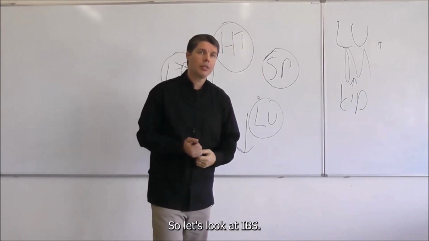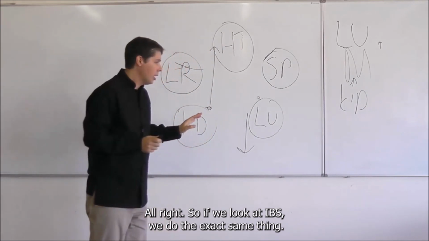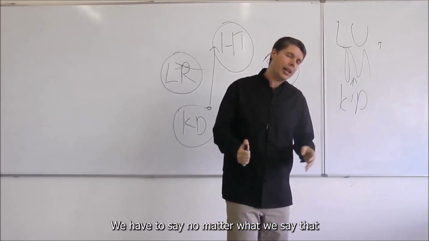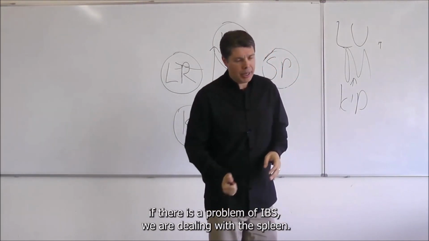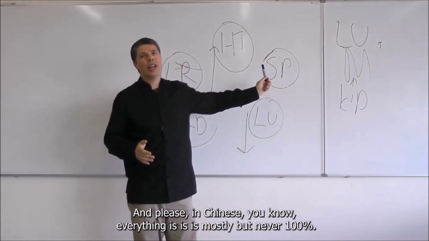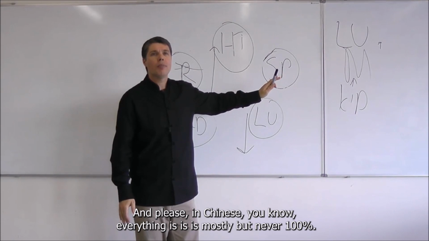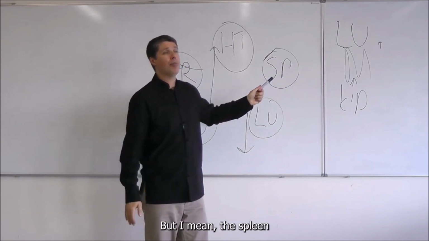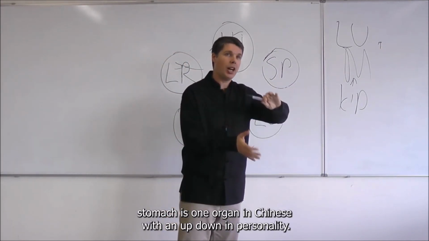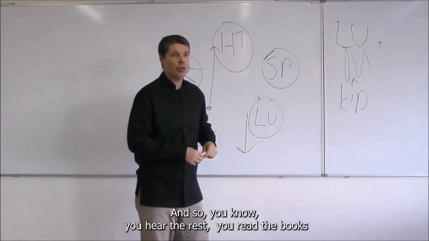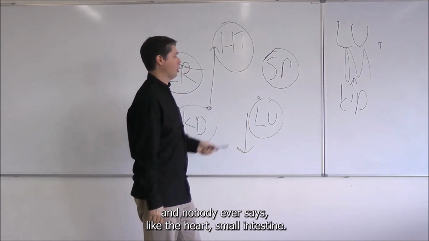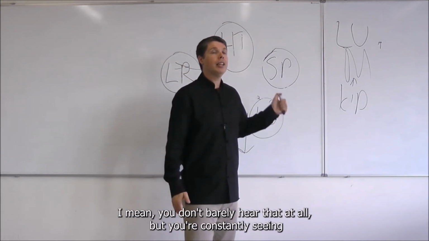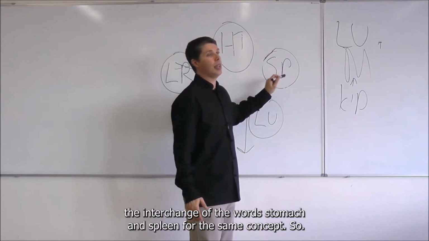So let's look at IBS. All right? If we look at IBS, we do the exact same thing. No matter what we say, if there is a problem of IBS, we are dealing with the spleen. And please, in Chinese, everything is mostly, but never 100%. So this is the five zang and all of these things. But the spleen-stomach is one organ in Chinese with an up-down yin personality. You read the books, and nobody ever says the heart-small intestine. You barely hear that at all. But you're constantly seeing the interchange of the words stomach and spleen for the same concept.